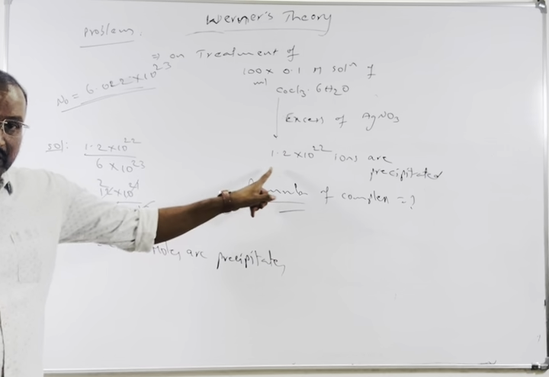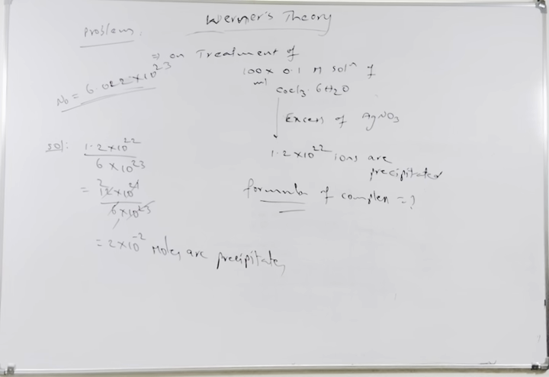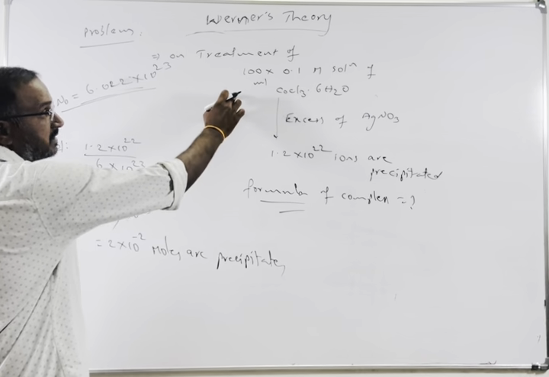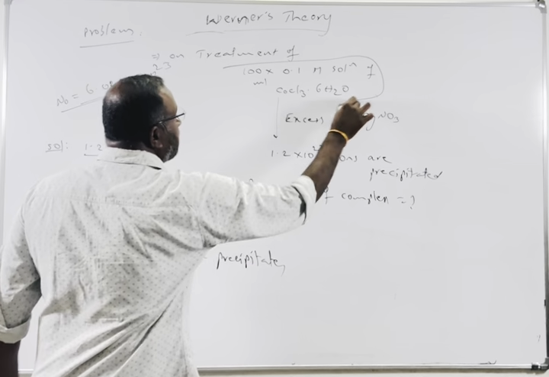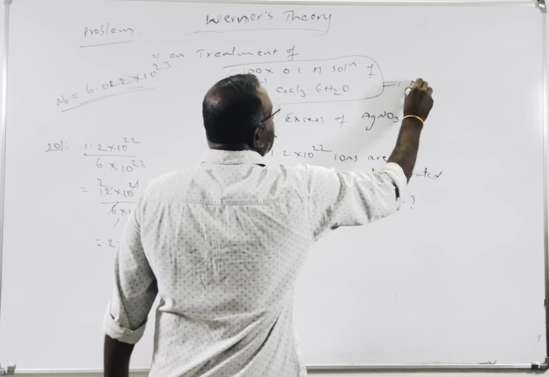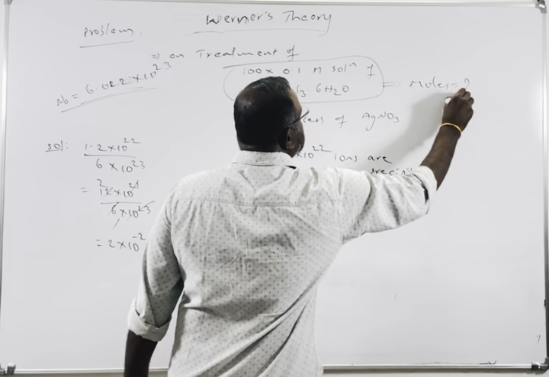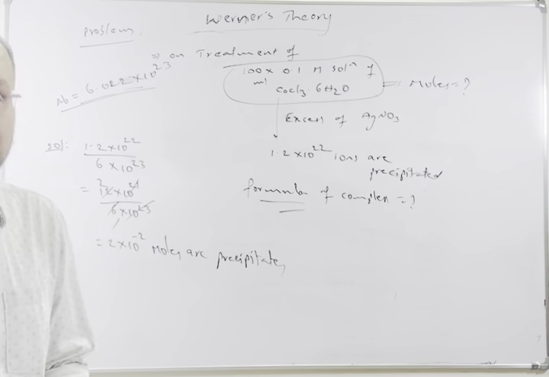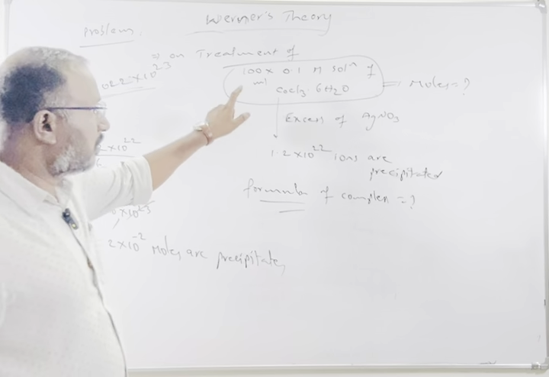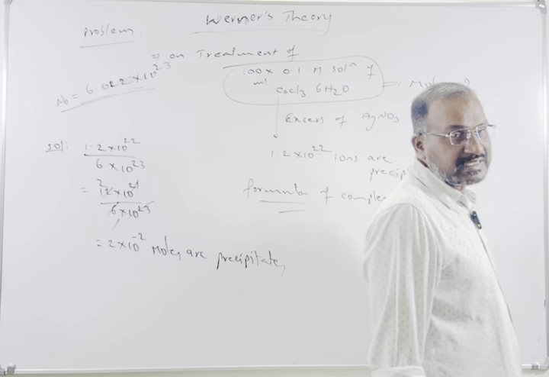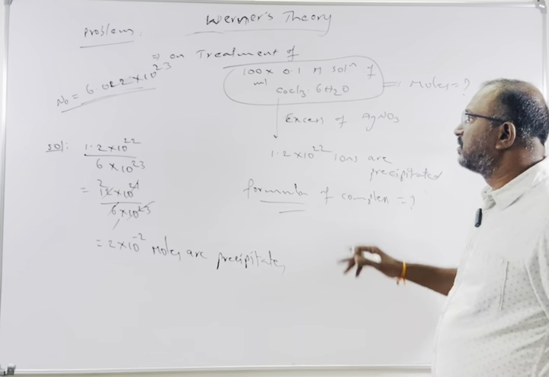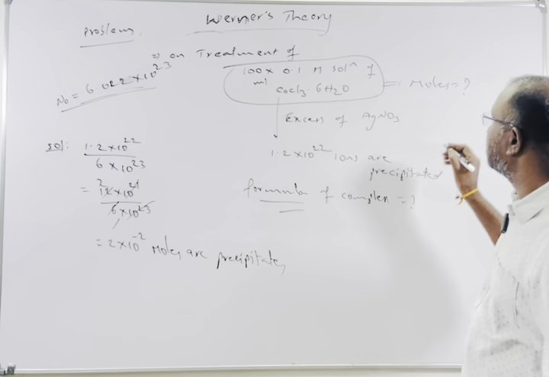From the number I have calculated moles: 2 into 10 power of minus 2 moles are precipitated. And from this complex, let me calculate the moles. We need to calculate it because here I got 2 into 10 power of minus 2 moles of precipitate. I need to find how many moles of this complex there are. To calculate moles, we multiply volume by molarity. Moles is nothing but volume into molarity.